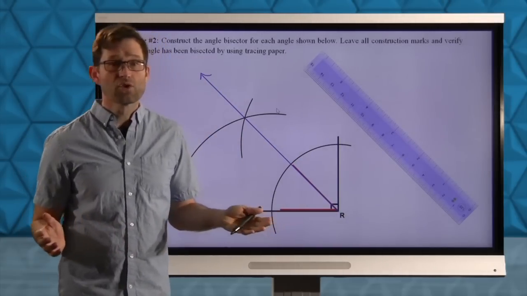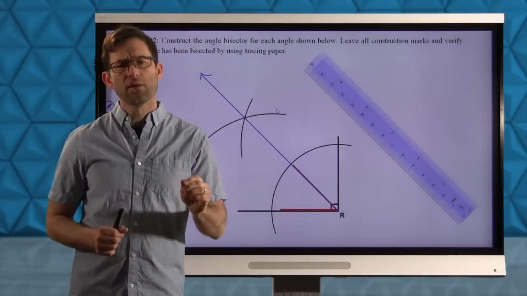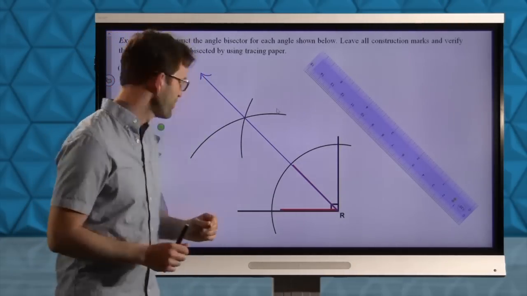Okay, an easy construction. That's the only construction we're going to do in today's lesson. But now let's take a look at one last piece, okay?